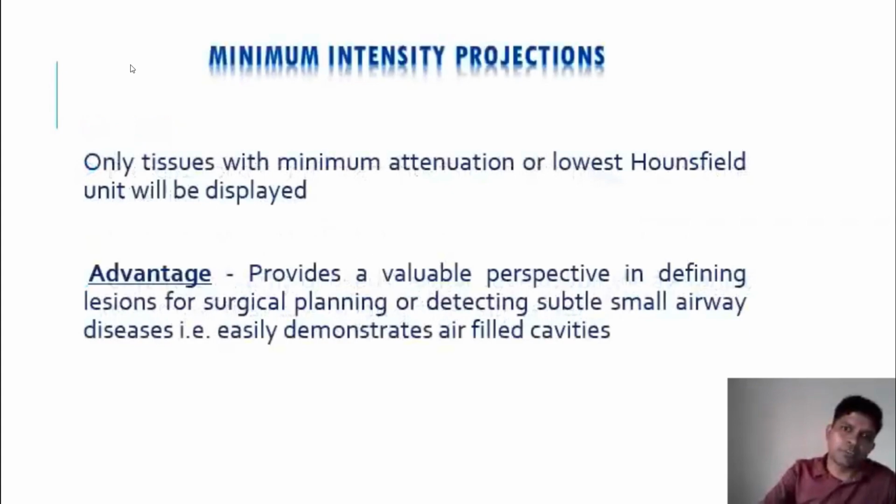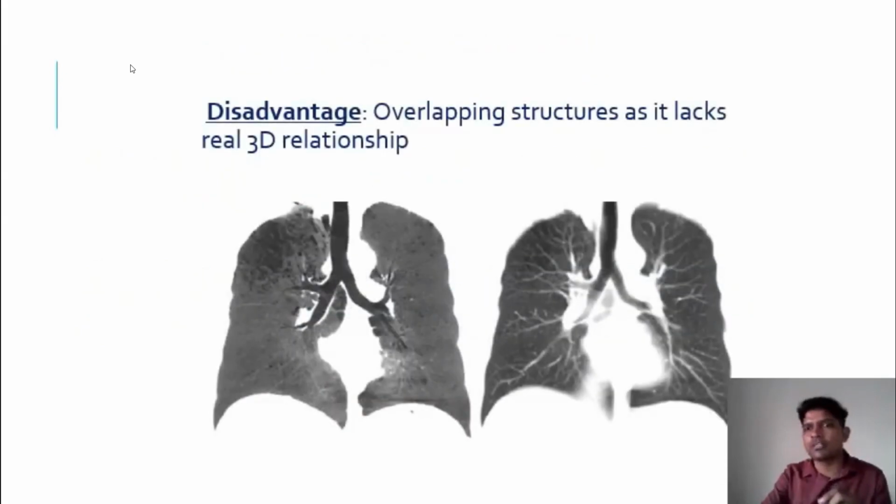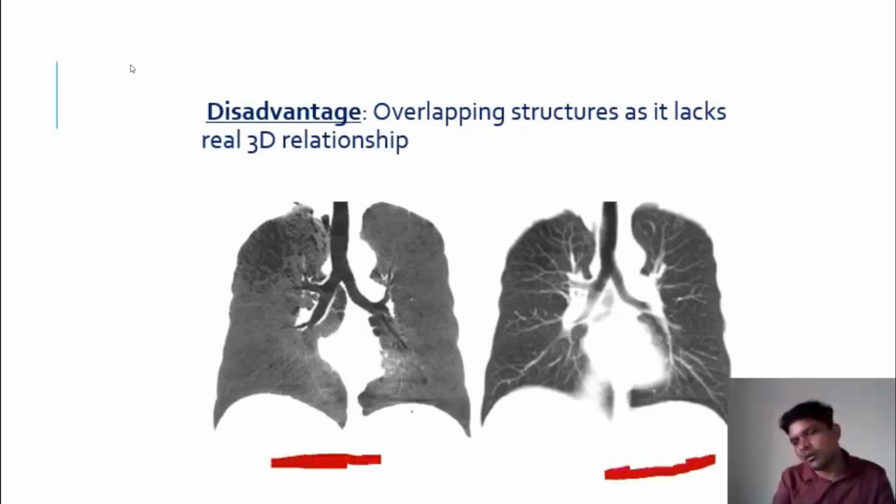Next is minimum intensity projection. Opposite to MIP, only tissue with the lowest Hounsfield unit will be displayed. It is usually used for lung imaging, and sometimes for the abdomen to see fat. What is the disadvantage? Overlapping structures, and a lack of a real 3D relationship. We will not get the real 3D relationship of the images. You can see the difference between the two here, on the right and left, and how we lose it.